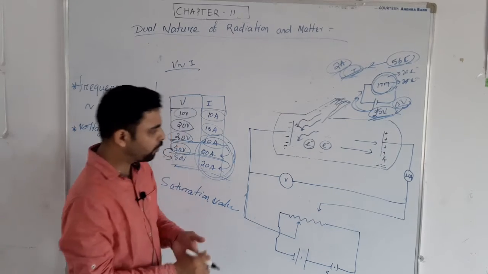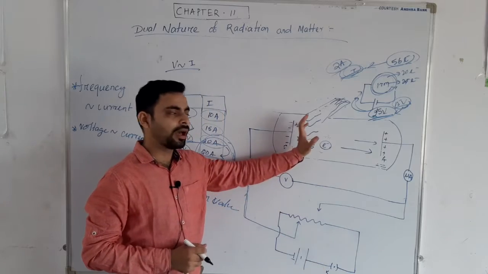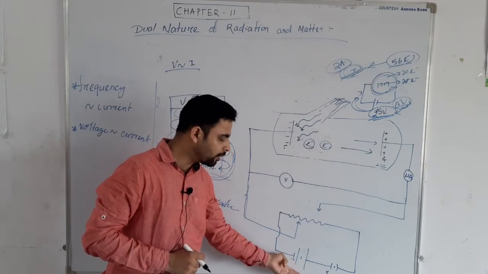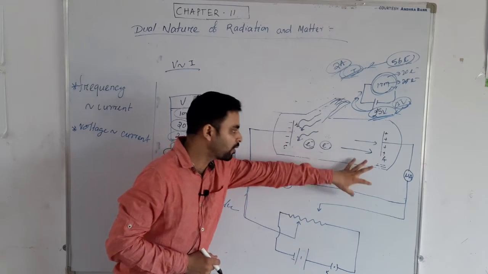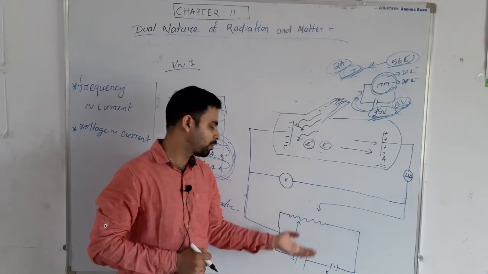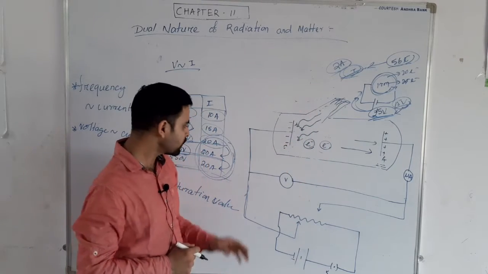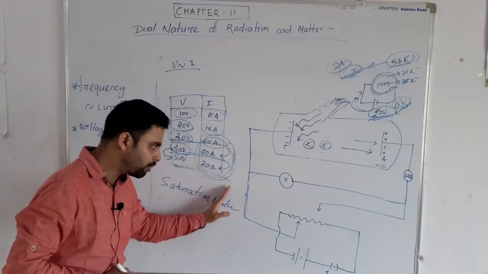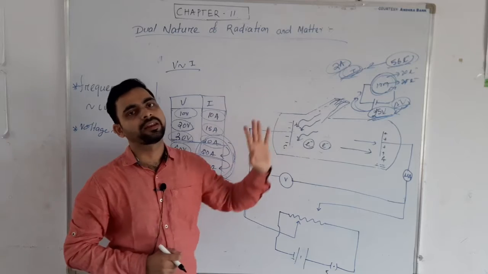I am again repeating the whole process. Initially when the battery was not provided, I was getting some little bit current. When I inserted the battery and increased the potential gradually, I observed that due to the presence of the battery, the value of current is increased. After a certain value of voltage, the current becomes saturated. Current is not increasing again.